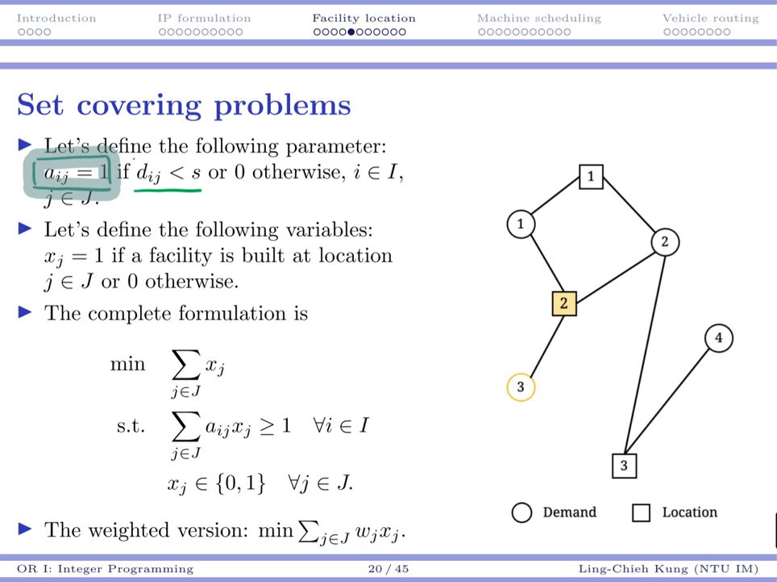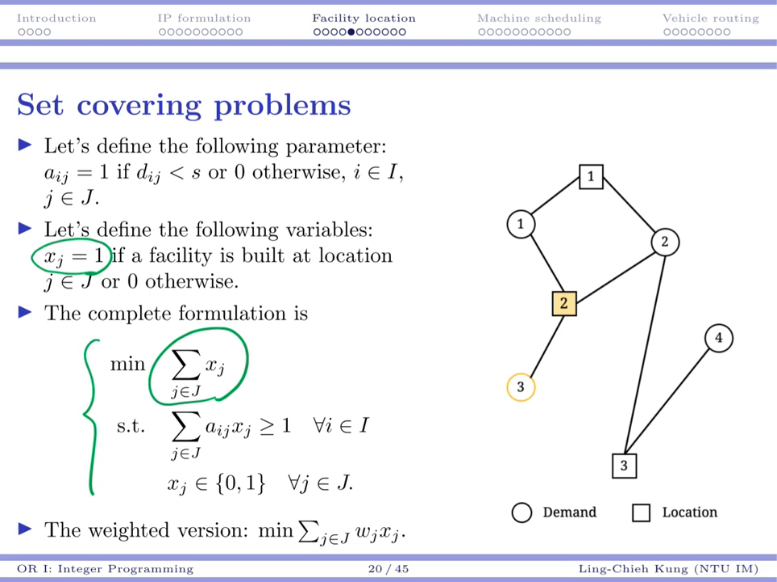Once I have this, then the remaining things would be simple. I'm going to define the decision variable called xj. Xj is 1 if a facility is built at location J, otherwise it's 0. Then let's read this formulation. I want to minimize the total number of facilities I build.